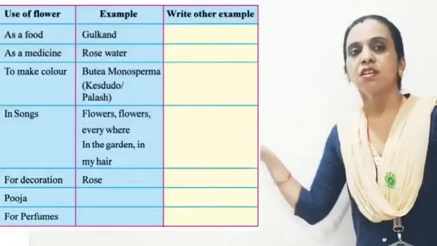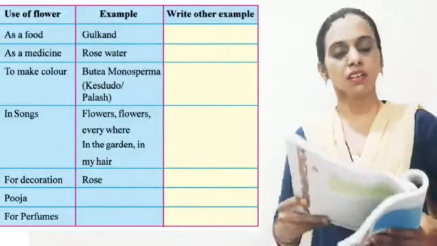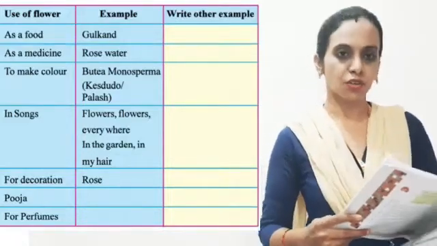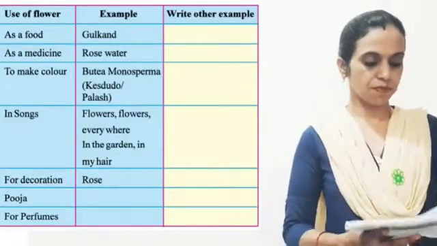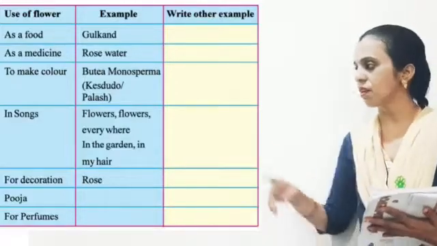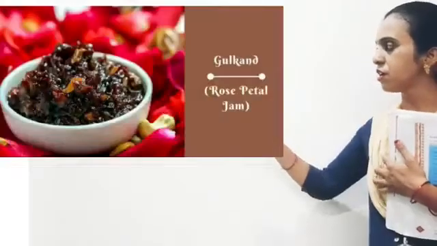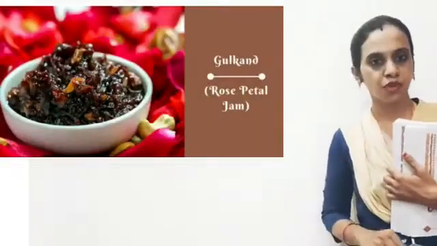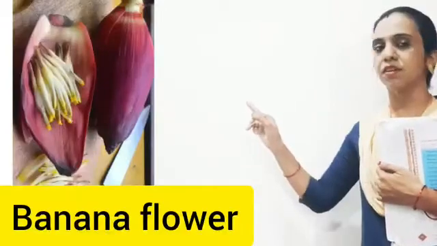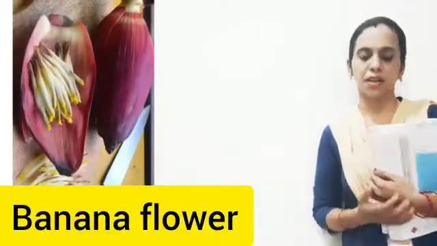Now, uses of flowers. In this table, some uses of flowers are given. We will write other uses. Write one more example for each. Firstly, the question is given: as a food. Which flower are we using as food? Gulkand we are using as a food. And another thing, banana flower. Banana flower we are using as a food. What will we write? Banana flower.